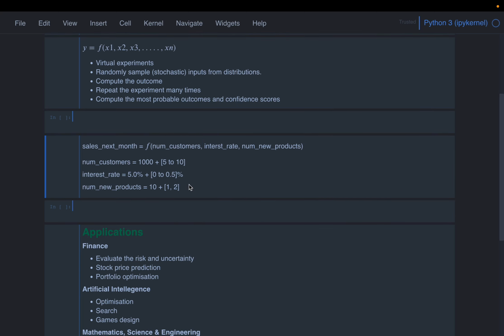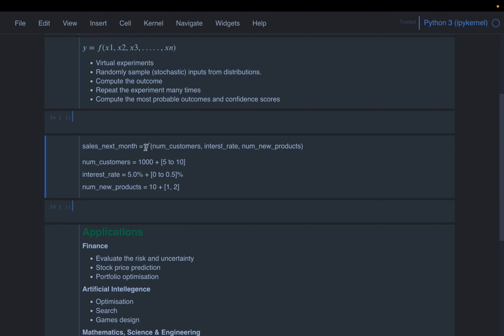Now in simulation, what we do is we repeat the experiment many number of times. So the first experiment is, given that we know the number of customers is going to be between 1005 and 1010, we randomly pick one value from this probability distribution or the likely range. So we pick one value for the number of customers, one value for the interest rate, and one value for the number of new products. It can be 11, for example. Now we have 3 exact values for these 3 variables.